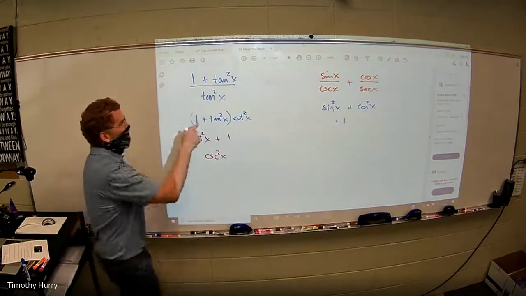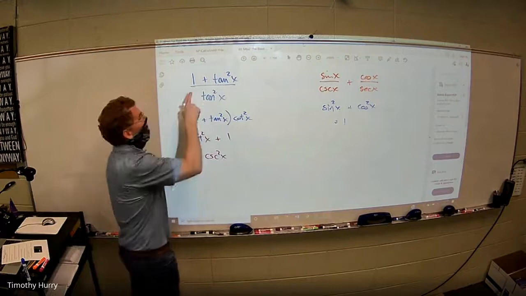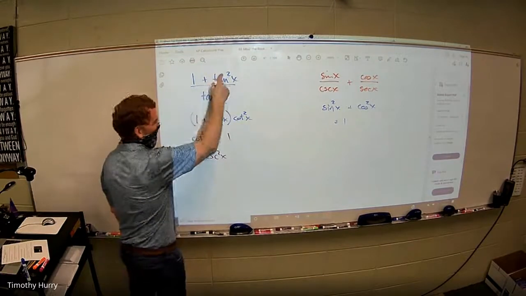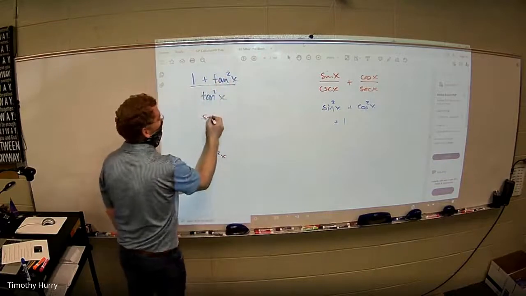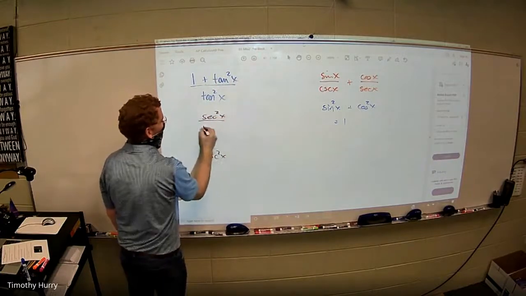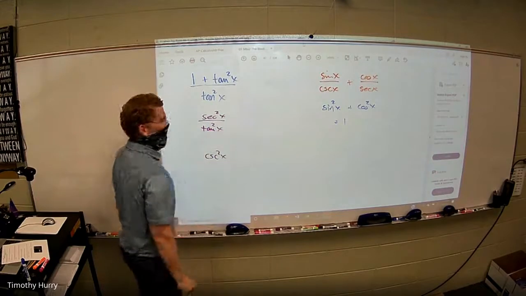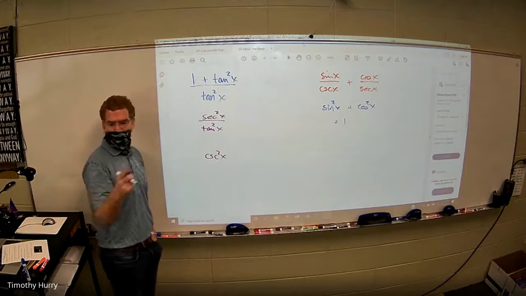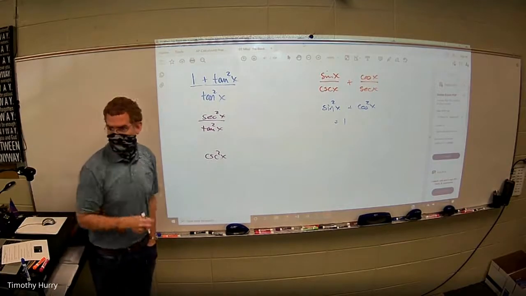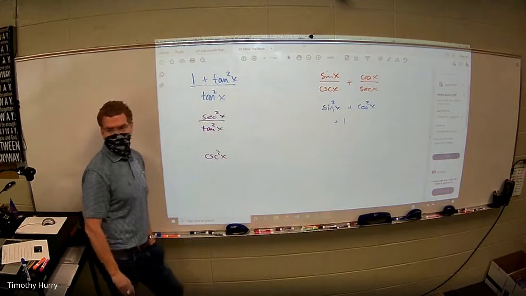Now, another way: you said change that to what? I could also change the top to secant squared, because that's what that is. And that would give me this. And then what could you do? Try something. All y'all are doing number 8, you're sitting and staring at it. Shame, shame. Do what?